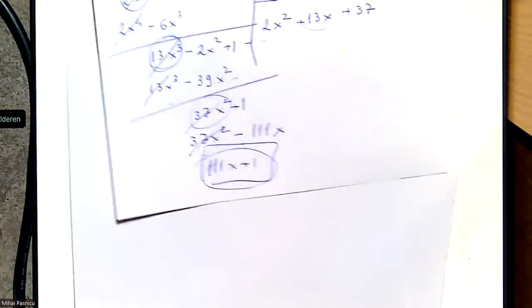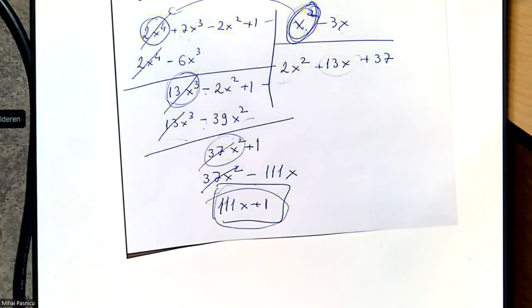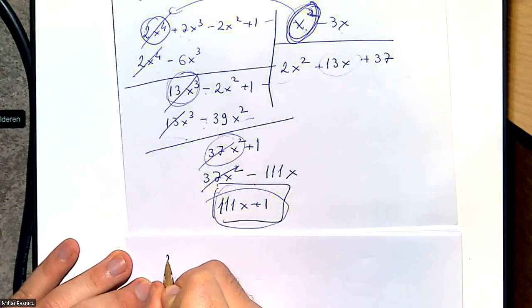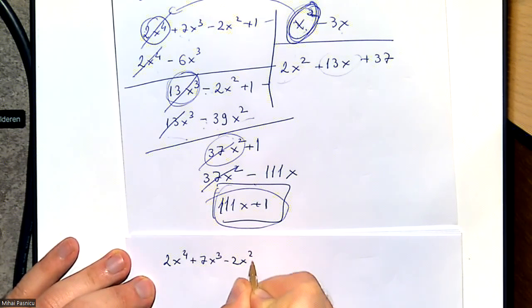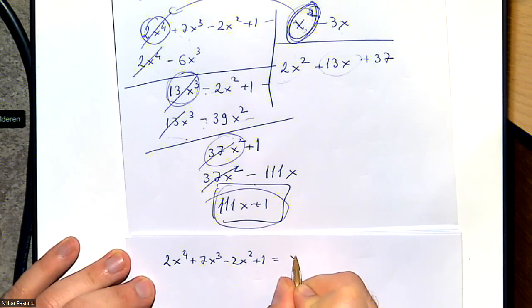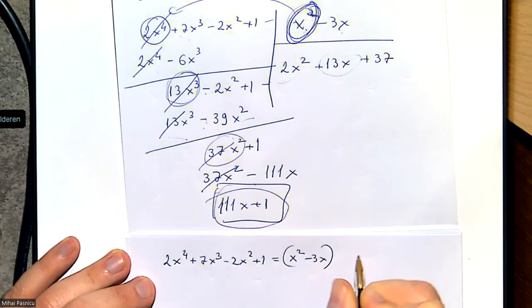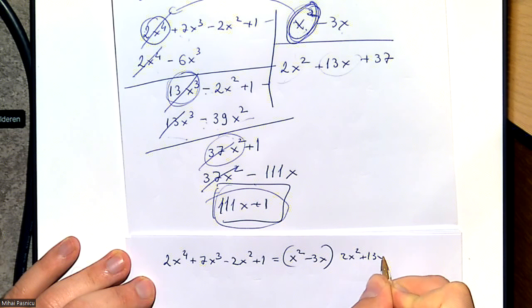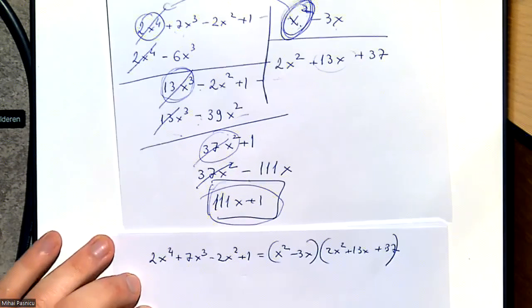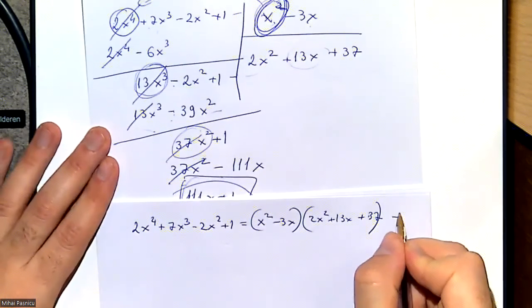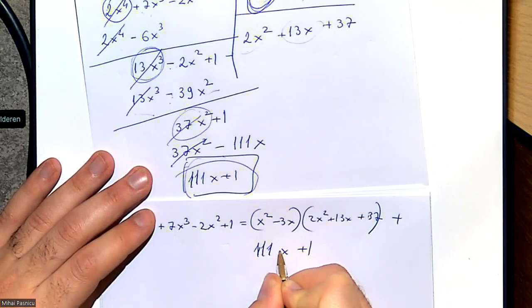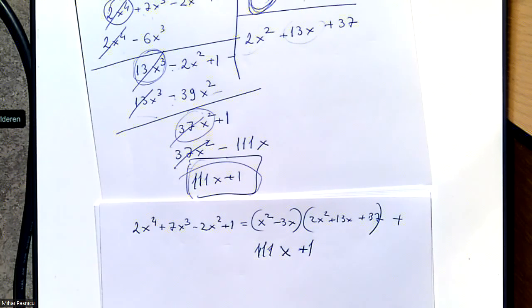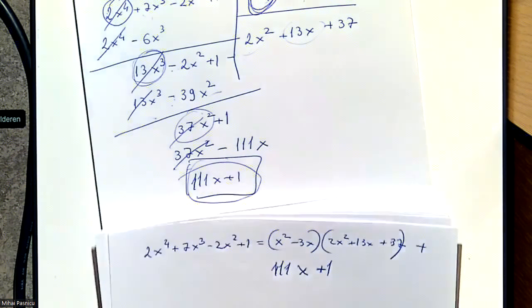So now, what did I prove with all these divisions? I proved that the polynomial that I started with, 2x fourth plus 7x to the 3rd minus 2x squared plus 1 is equal to x squared minus 3x, 2x squared plus 13x plus 37. Okay? Plus the remainder, plus 111x plus 1. Okay, good.